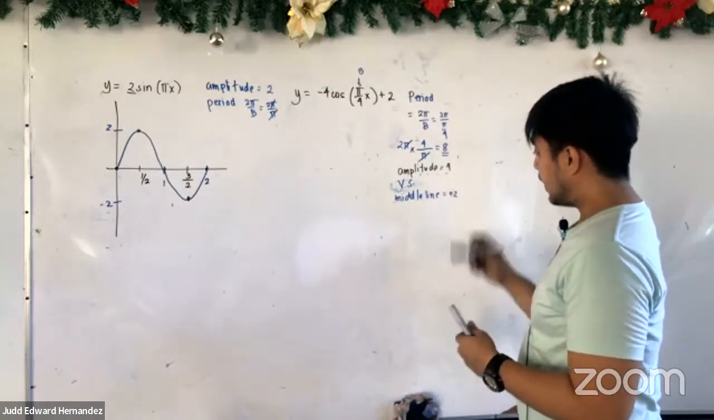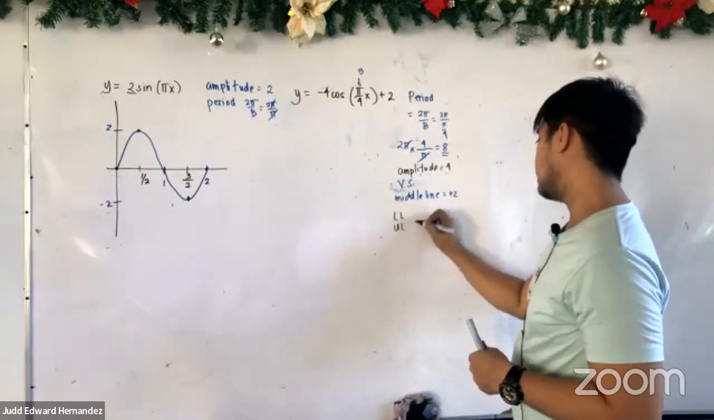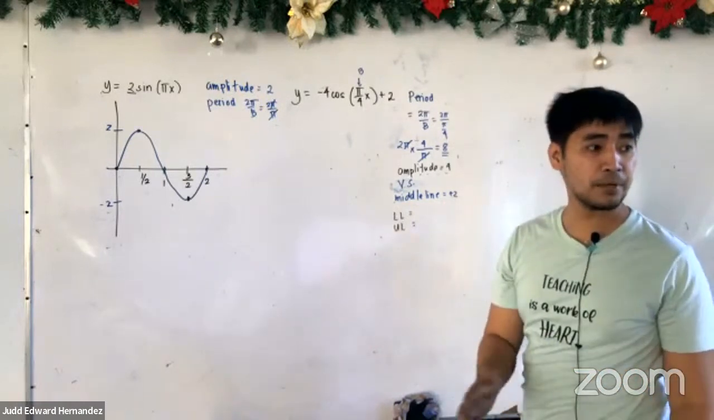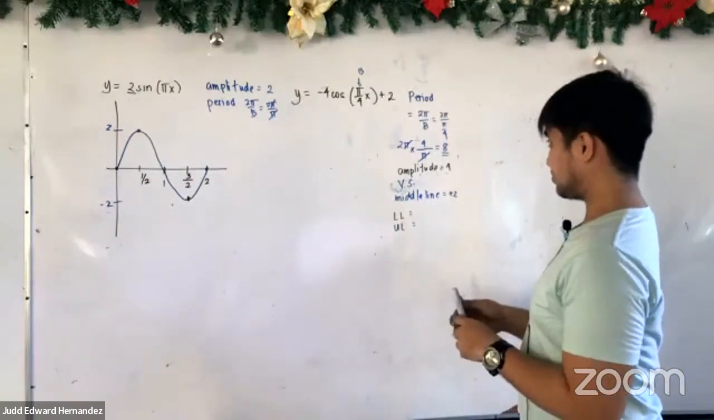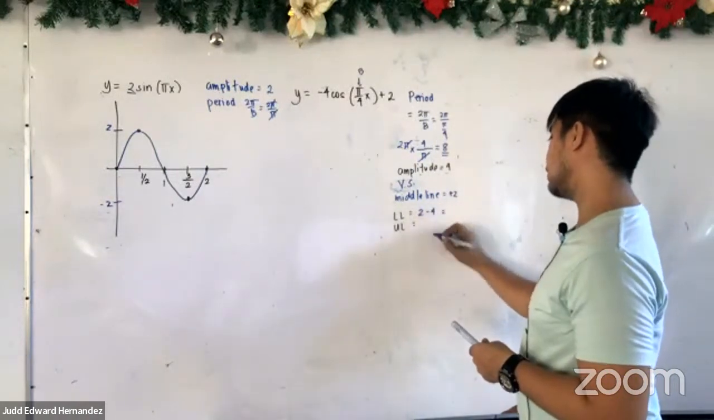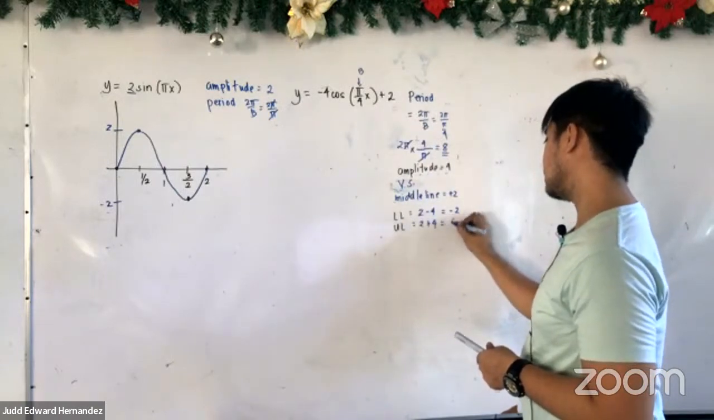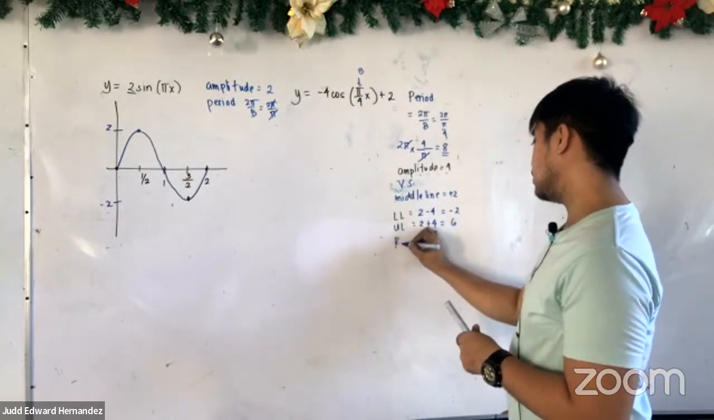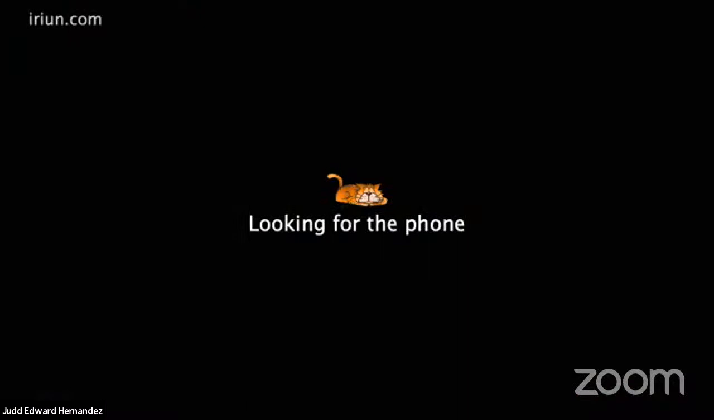And since we have a middle line of positive 2, we could now be able to get the lower and the upper limit. Tama po ba? Magkakaroon ba tayo ng lower and upper limit? Opo. Okay. So isa-isahin natin. So for the lower limit, lagay natin si 2. Mag-minus ka ng 4, therefore that is negative 2. For the upper limit, kunin natin si 2, mag-add ka ng 4, therefore that becomes positive 6. And we'll now be able to get the range. And what will be the range? The range would be from negative 2 up to positive 6. Okay, so pwede na ba natin siyang i-graph?